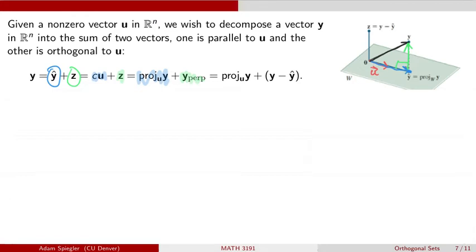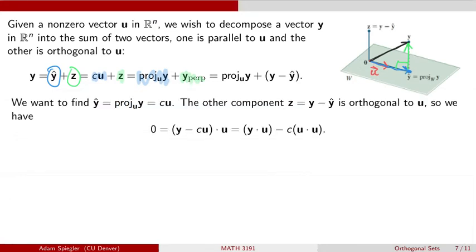Okay, so we would like to go ahead and find what is y hat? What is the projection of y onto u? So we know that it's going to be some scalar multiple of this vector u, since it needs to be parallel to the vector u. And the other component, which is y minus y hat, we know that that has to be orthogonal to u.